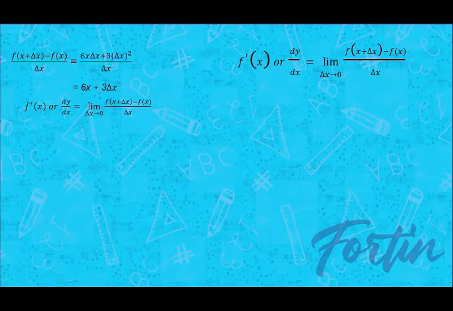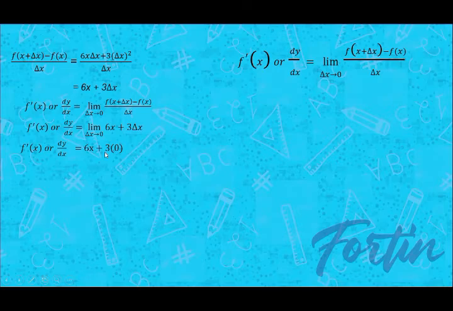Okay, so that is our definition. After this, the term is what we have. Then our next step is to let delta x approach 0. So we have 6x plus 3 delta x as change in x approaches 0. Our delta x becomes 0, so 3 times 0 is 0, and what remains is 6x. So the derivative of 3x squared is equal to 6x.